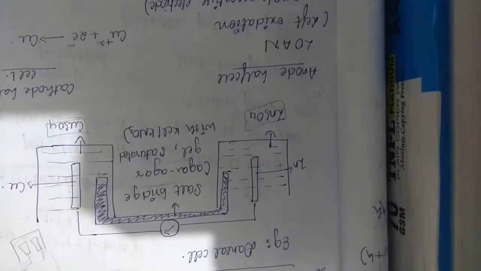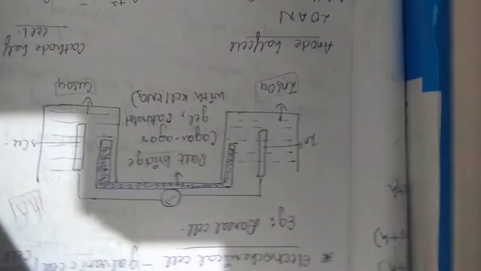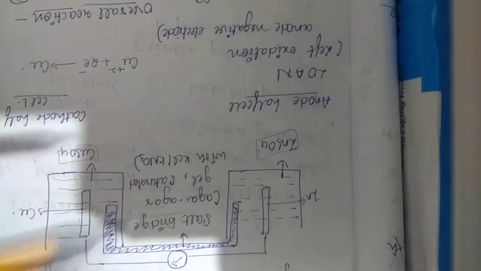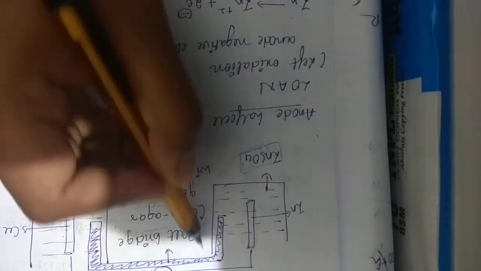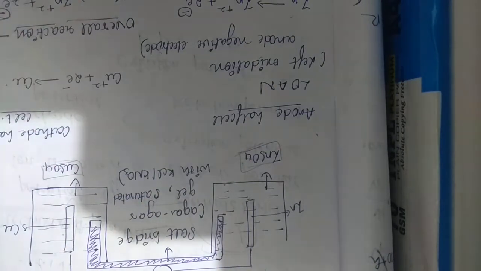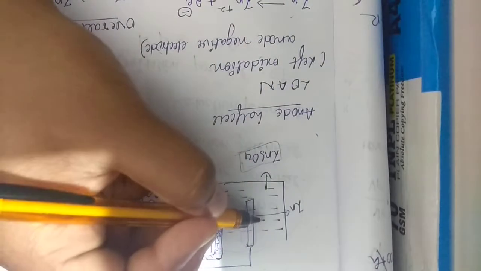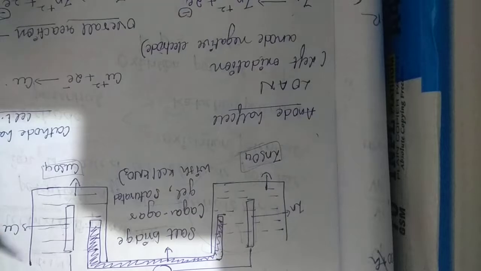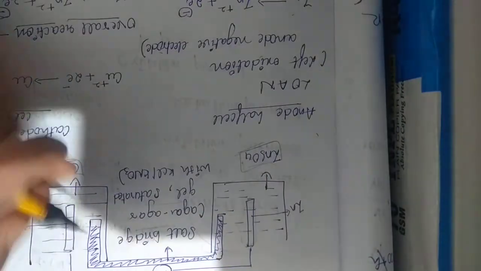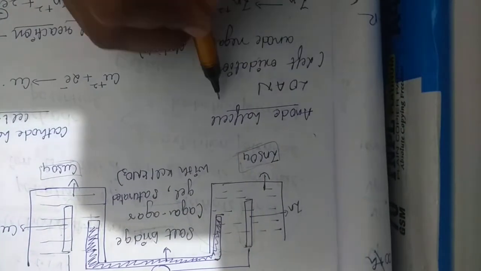And now let's look at the cells. First let us start with the anode. That is this part. This part is the anode part and this part is the cathode part. Now the anode half cell. Because we are separating these two into two different beakers, we call it a half cell. Anode half cell.